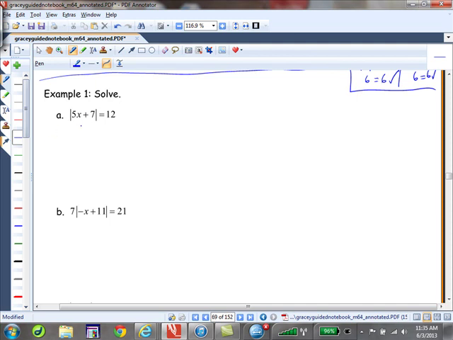Our u in this case is 5x plus 7. So 5x plus 7 is equal to 12, or 5x plus 7 is equal to the opposite of 12. Solving this equation, we get 5x is equal to 5 when I subtract 7 from both sides, and then x would equal 1. Or 5x, when I subtract 7 from both sides, will be negative 19. Dividing both sides by 5, I get x is negative 19/5.